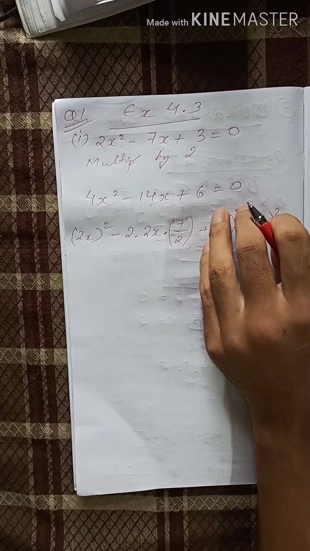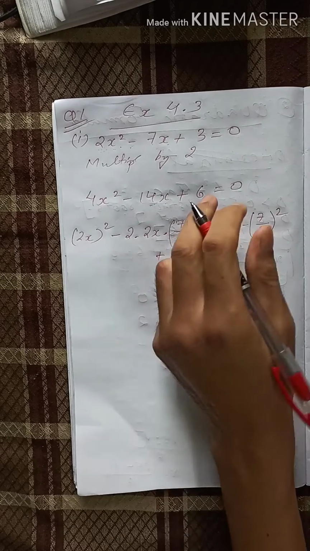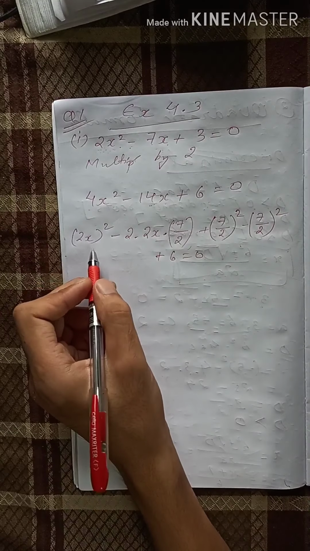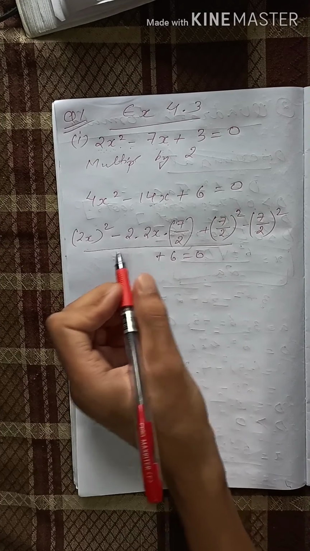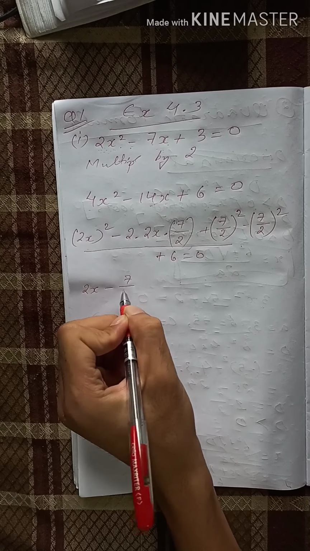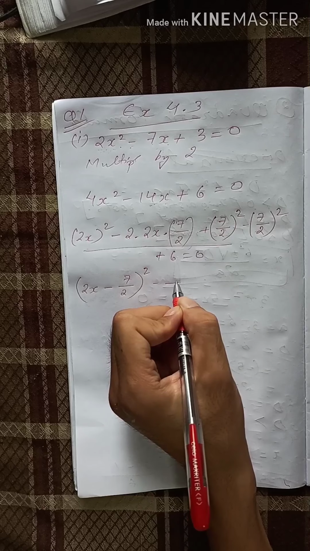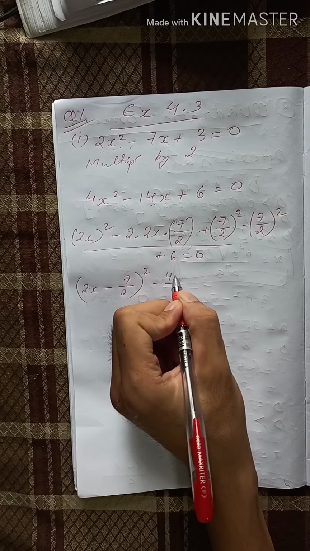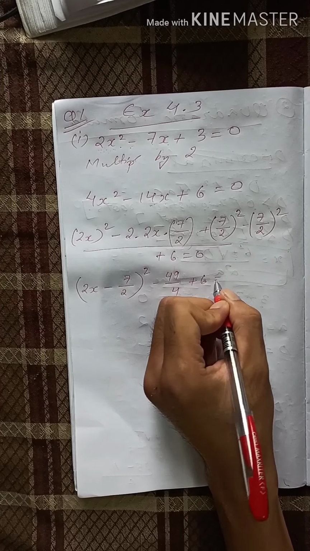These two will get cancelled, 0. Now what is left here? Plus 6, this is left. Okay, now let's apply the formula for this one: a minus b whole square. What is left? This one, minus 7 into 7 is 49, 2 into 2 is 4, plus 6 equals 0.